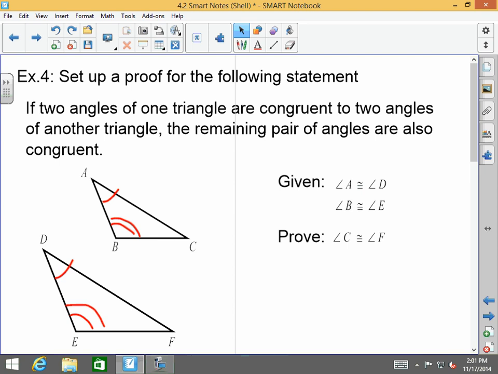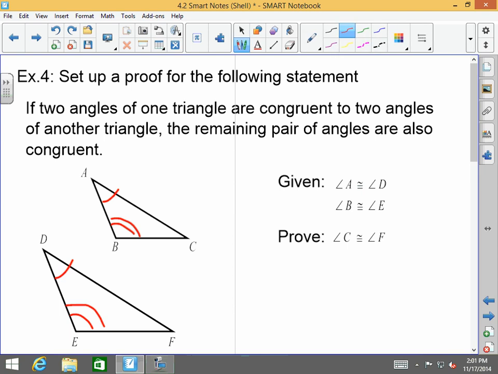Now, for this proof, guys, it's actually quite simple if you really think about it. How many degrees are in any triangle? 180. Okay, so if I have two angles that are congruent, doesn't the third one have to be congruent because of the subtraction property? Does that make sense, guys?